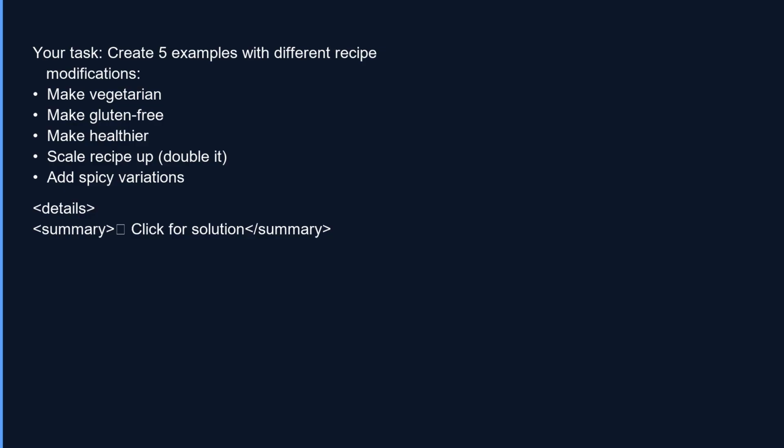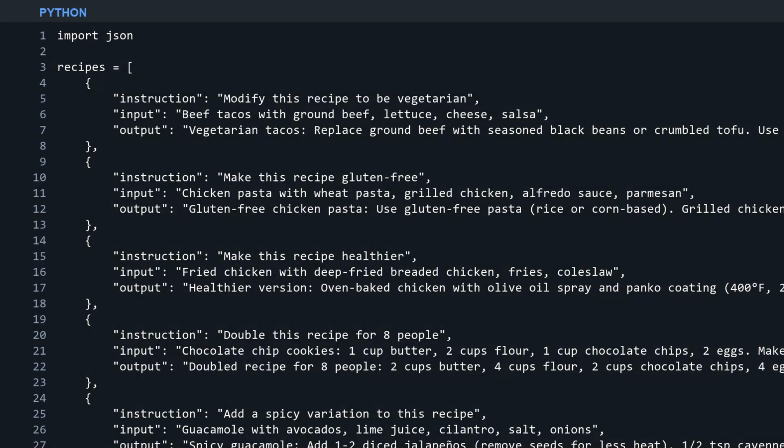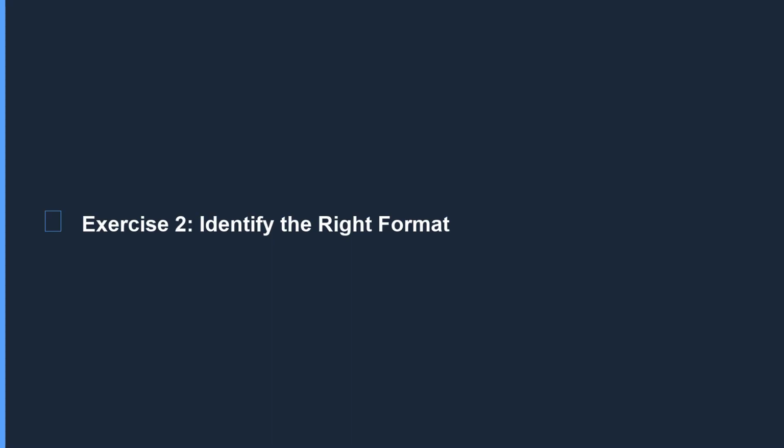Make vegetarian, make gluten-free, make healthier. Scale the recipe up, double it. Add spicy variations. Click for solution. Save as JSONL and verify by reading. Let's now look at exercise 2, identify the right format.